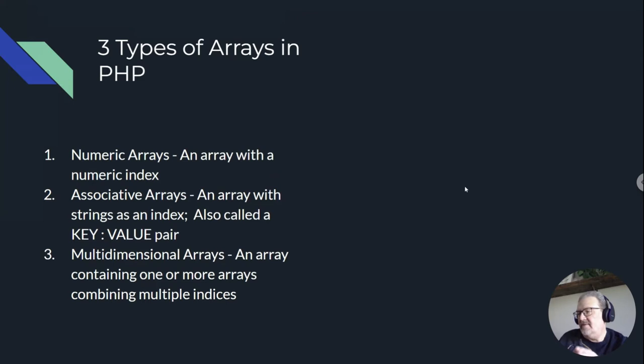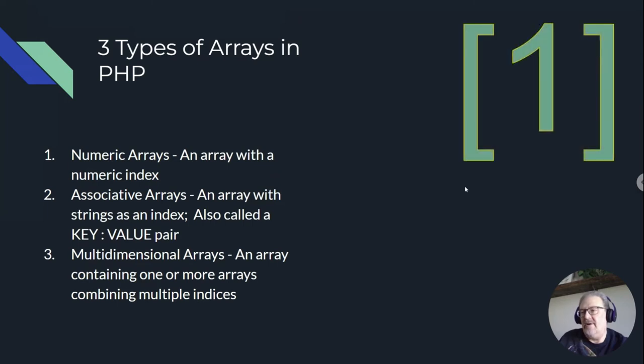So there are 3 types of arrays that we deal with in PHP. The first is called a numeric array, and a numeric array is indexed by a number. So the name of the array might be clients, and we are going to have a client 1, a client 2, a client 3, and a client 4. And they're going to be indexed by the number related to that position in the array. Now, keep in mind, arrays don't start with 1, they start with 0.